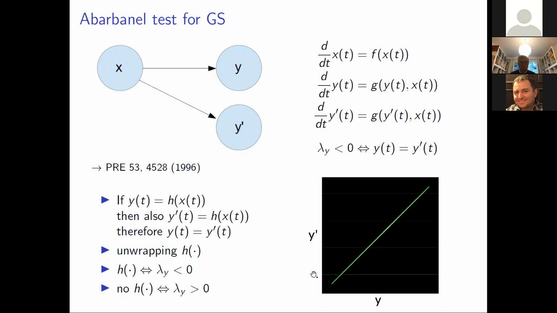So you can unwrap this eventually complicated nonlinear functional relationship between x and y using this simple trick. And that's also the key to the entire consistency concept, because then you map the nonlinear relationship to the simple linear relationship between y and y prime, so the original and the replica. And if we have generalized synchronization and our conditional Lyapunov exponent is negative, we see the identity here. Otherwise, if it's positive, we see some deviations of this.